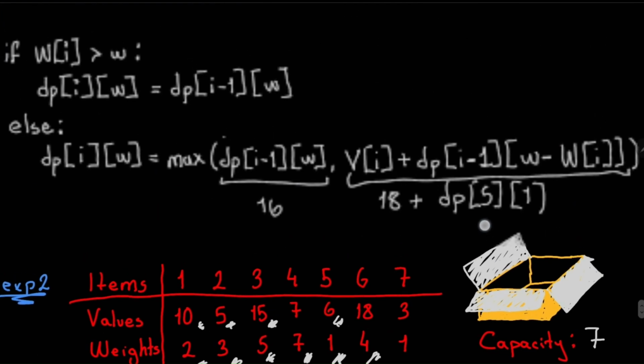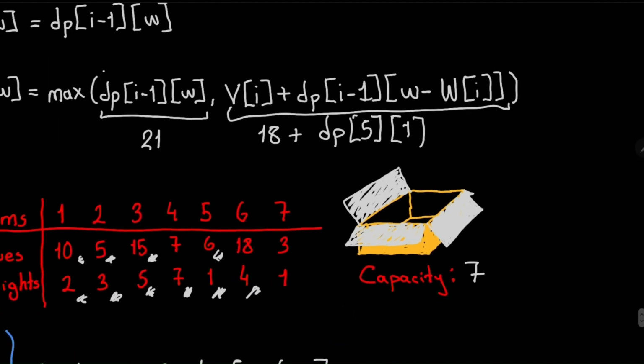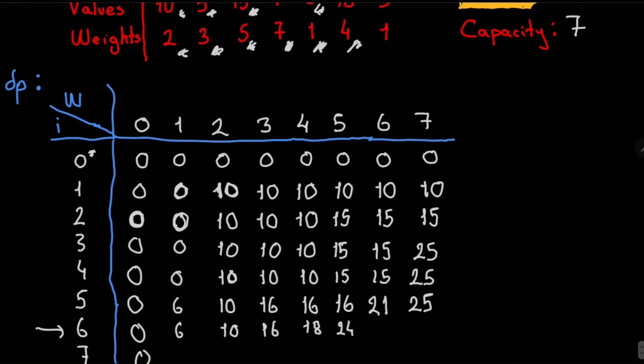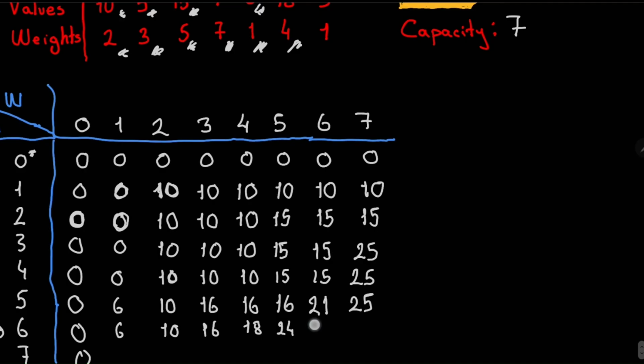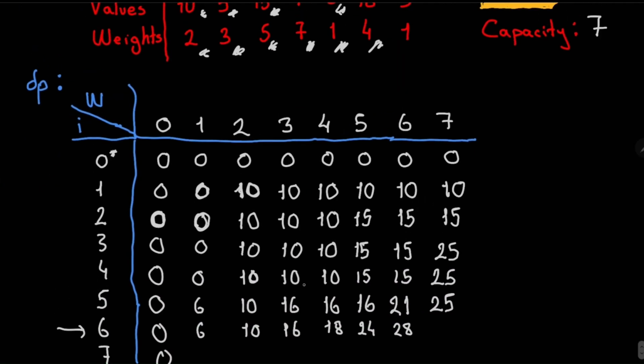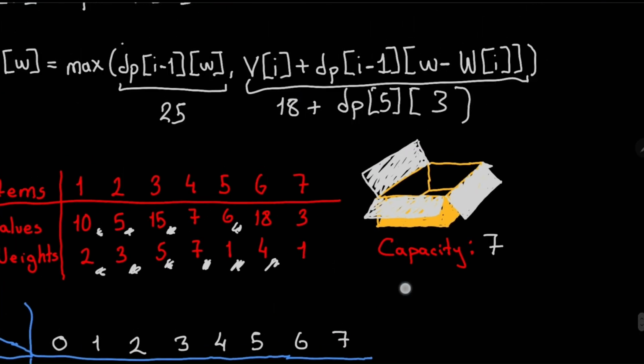When the current capacity is 6, the previous value will be 21. 6 minus 4 will give us 2. So let's see. It is 10. So it will be 28. And when the current capacity is 7, the previous value will be 25. And this will be dp[5] of 3, which is 16. So 16 plus 18 will give us 34.